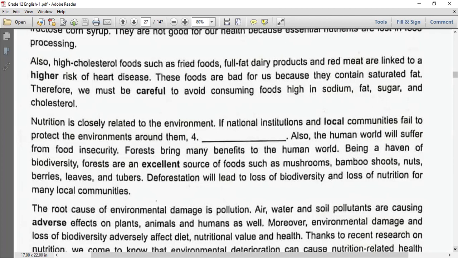Nutrition is closely related to the environment. If national institutions and local communities fail to protect the environments around them, the human world will suffer from food insecurity. Forests bring many benefits to the human world. Being a haven of biodiversity, forests are an excellent source of foods such as mushrooms, bamboo shoots, nuts, berries, leaves, and tubers. Deforestation will lead to loss of biodiversity and loss of nutrition for many local communities.